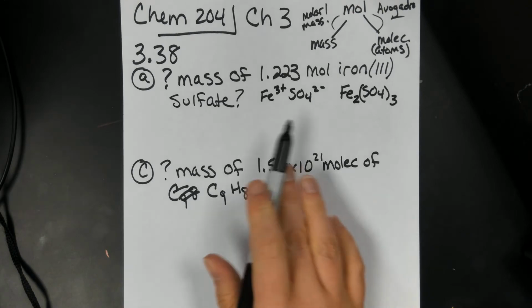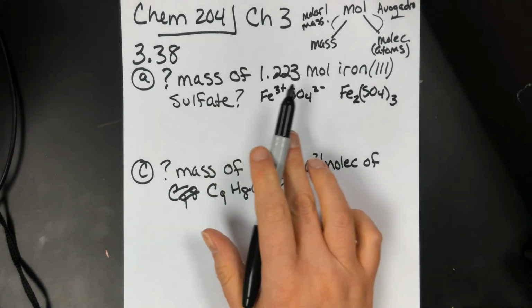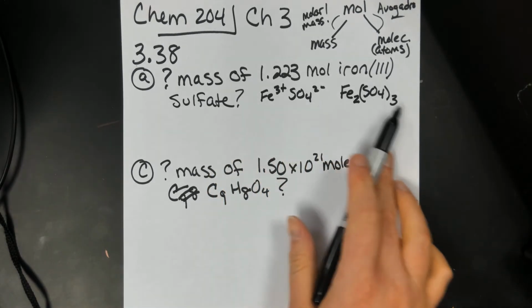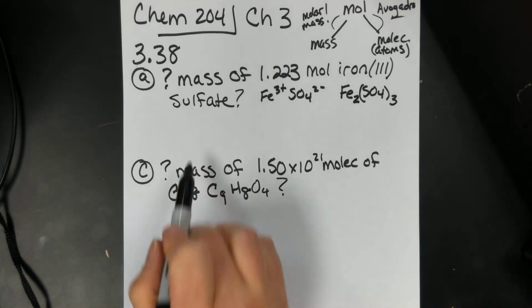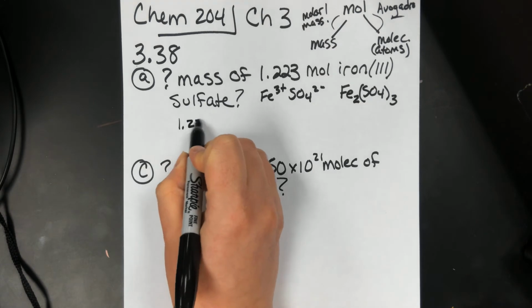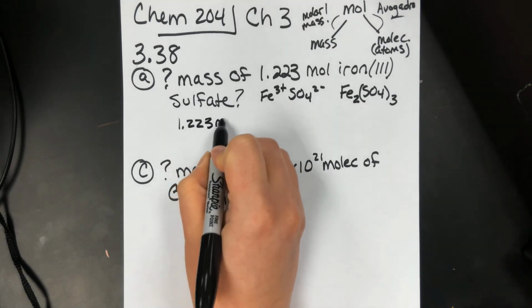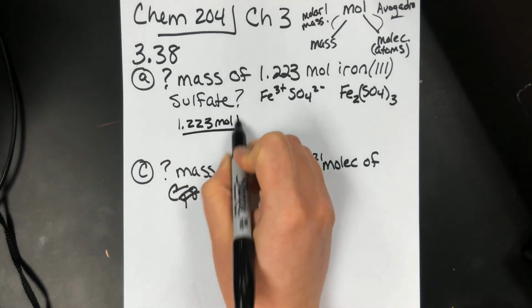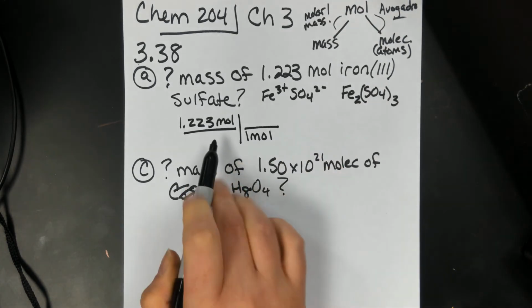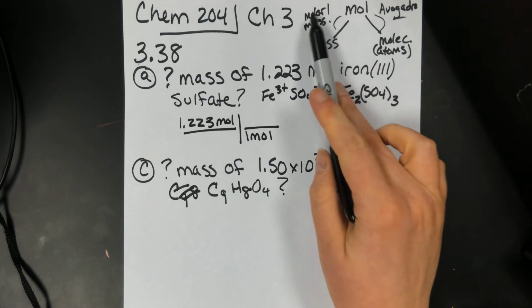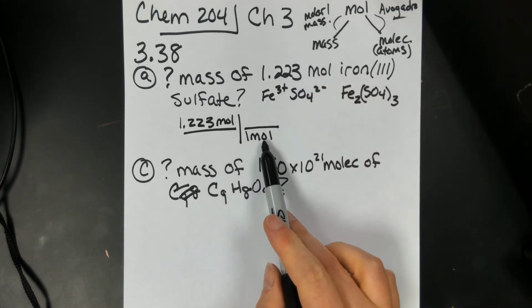So that was just a little side practice. It says, what is the mass of 1.223 moles of this bad boy right here? So start with your given. Always start with your given, put it over 1. So 1.223 moles. And I say 1 mole weighs how much, right? Because if I'm going to go from moles to mass, I use the molar mass. 1 mole weighs how much?